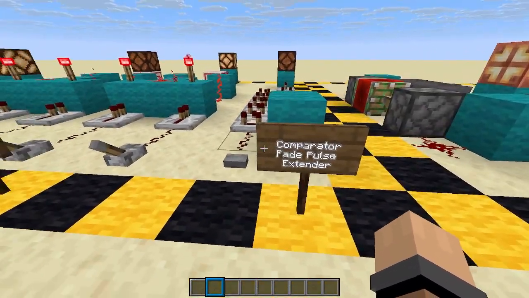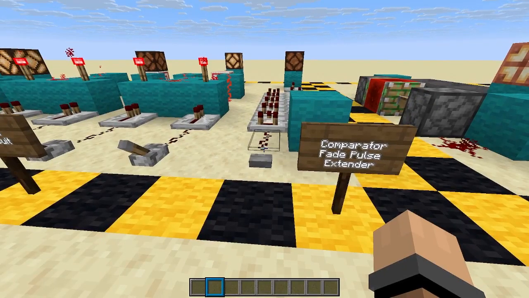And now into something that's a little different, but I felt would be good to fit in here. The comparator fade pulse extender.